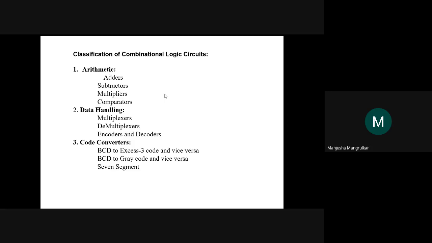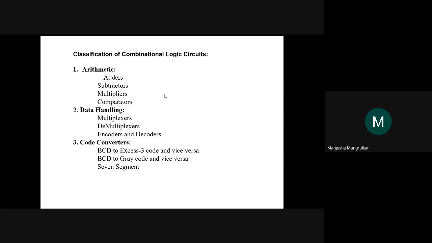Now, combinational circuits are classified into arithmetic, data handling, and code conversion, right? In arithmetic, there are adder, subtractor, multiplier, and comparator. Data handling includes multiplexers, demultiplexers, encoders, and decoders. And code conversions we have seen in our first unit, the number system. It is BCD to excess-3 code, vice versa, BCD to gray code, vice versa, gray to BCD, and the 7 segment display. This is the code conversion.